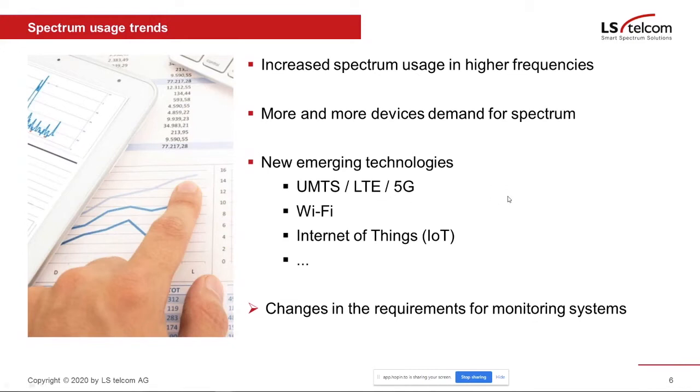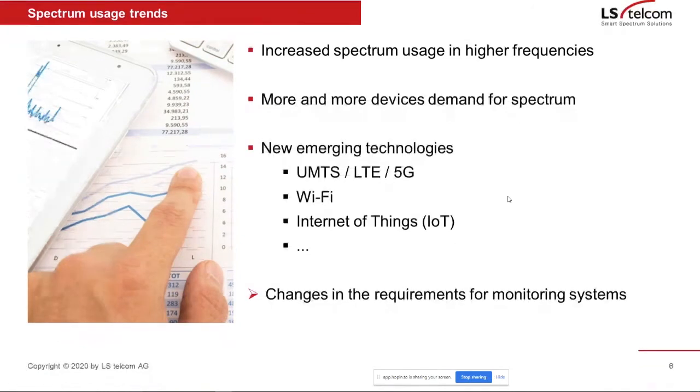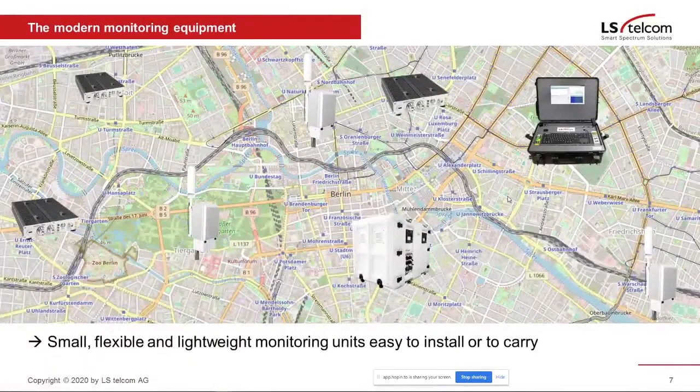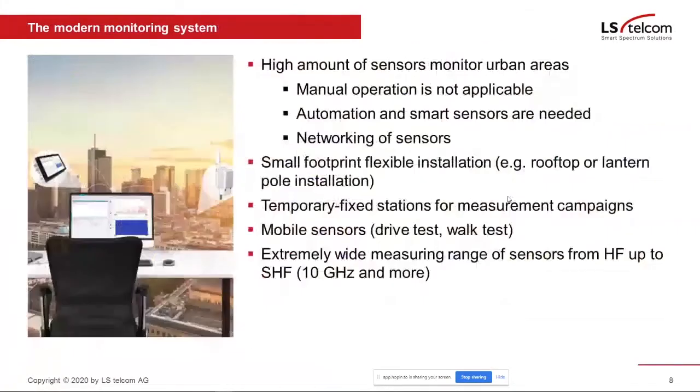So from such a traditional system, which you saw in the previous slides, we now go over to a modern monitoring system, which consists of small, flexible, and lightweight monitoring units, which are easy to install or to carry. A modern monitoring system means a high number of sensors which monitor typically urban areas. A high number because you also monitor higher frequency ranges where the coverage is pretty low. To capture everything, you need multiple stations, not only a few heavy traditional stations.